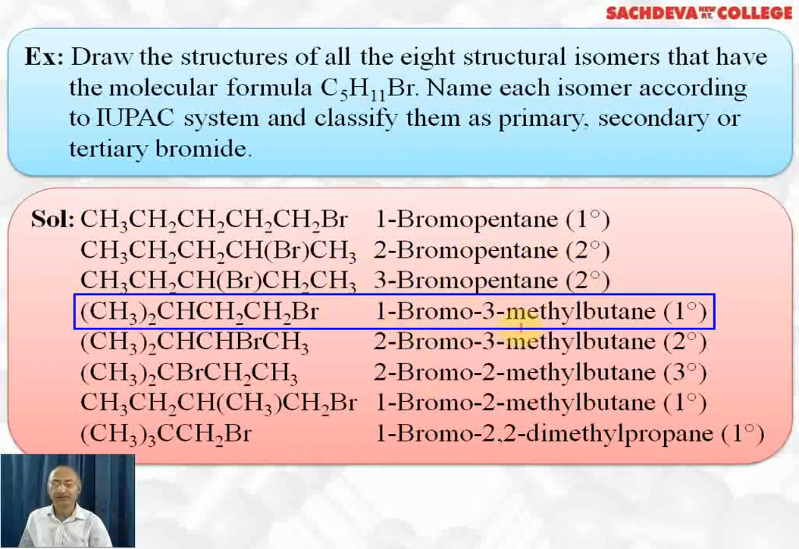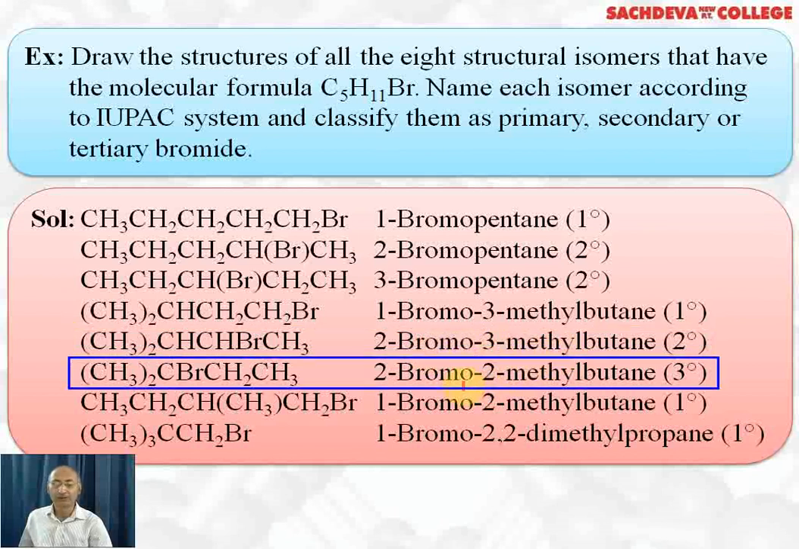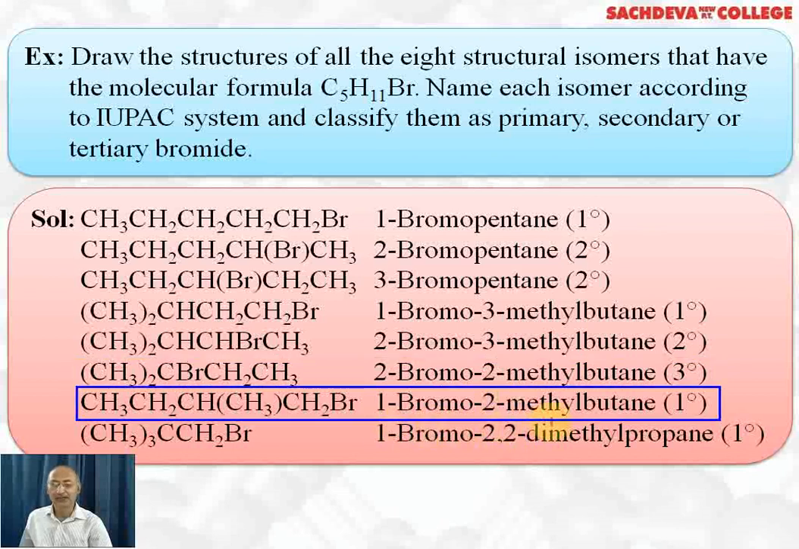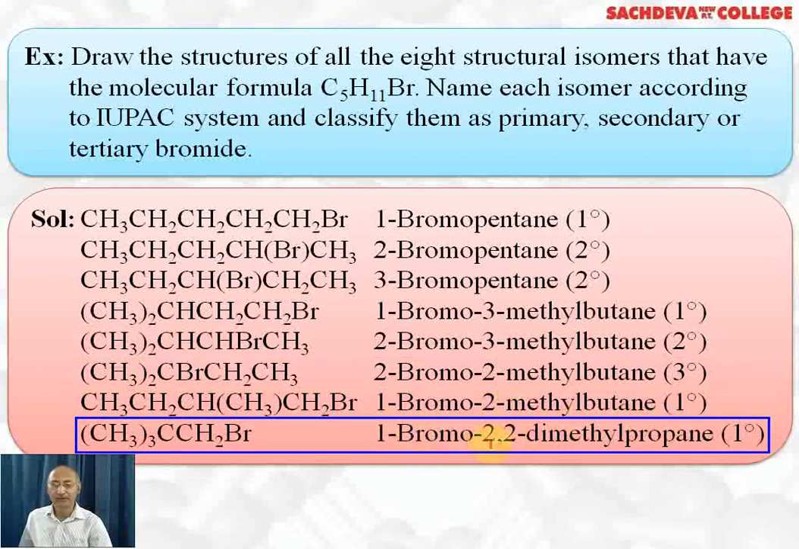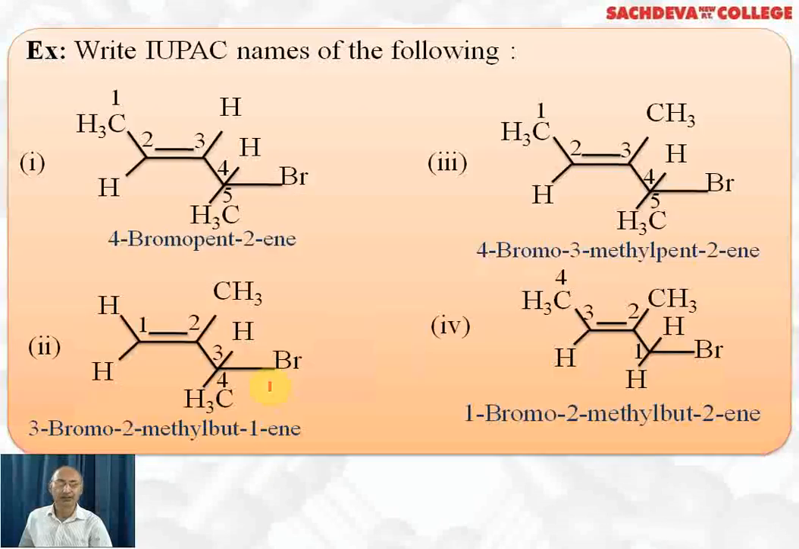Fourth is 1-bromo-3-methylbutane. It's a primary halide. Then 2-bromo-3-methyl. Bromo has to be preferred over the methyl group, so it will be 2-bromo-3-methylbutane, secondary. 2-bromo-2-methylbutane will be tertiary because the bromo group is attached to a tertiary carbon atom. This is called 1-bromo-2-methylbutane. This is primary. 1-bromo-2,2-dimethylpropane is also primary. This can be called neopentyl bromide. So these are the IUPAC names of 8 isomers of C5H11Br.